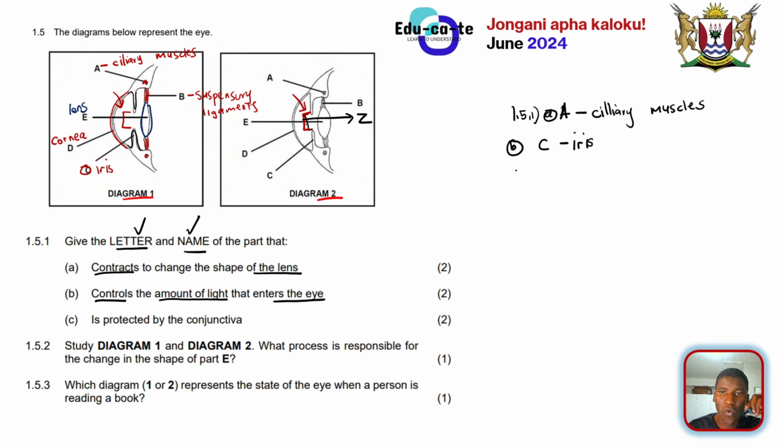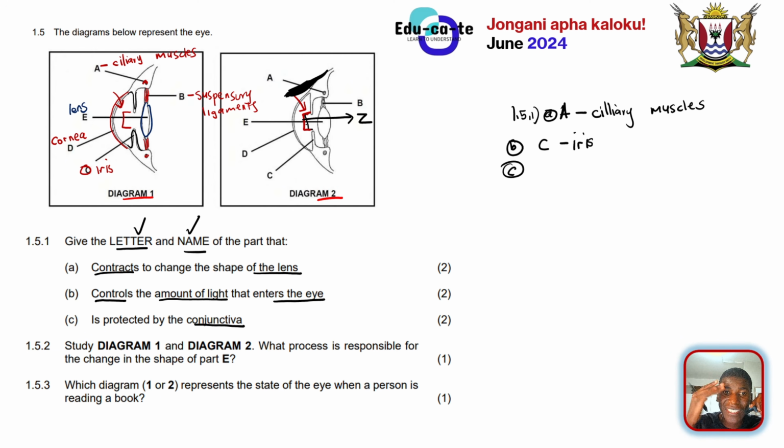And then now, number C, it says give the letter and the name of the part that is protected by the conjunctiva. Remember, the conjunctiva is sort of like a structure that you find here. You can see from my diagram that it is very clear that it is protecting the cornea. So the conjunctiva, it is this conjunctiva here, it is protecting the what? The cornea. Okay, so we just need to look for the label of the cornea, because you can see that the cornea is exposed to the outside environment.